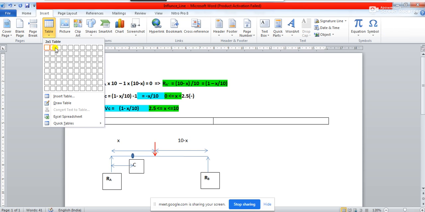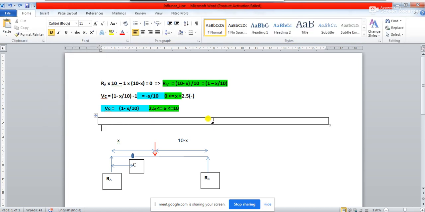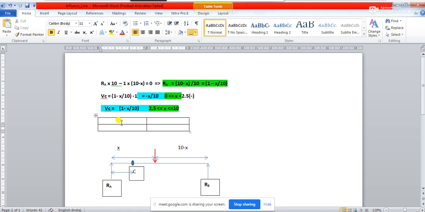To find these values, if I put different values of x into this equation, then tell me, for x equal to 0, what will be the value of Vc? Can anyone tell? 0, sir. It is going to be 0 by 10, so at x equal to 0 the value is 0.